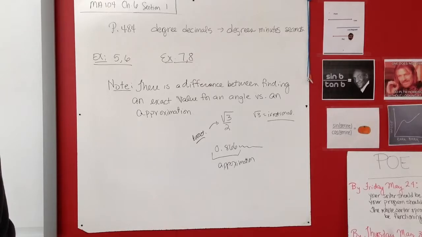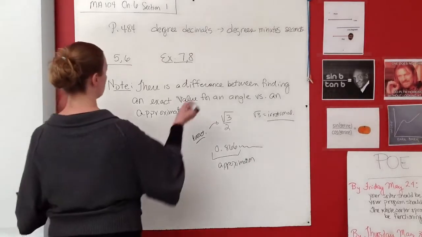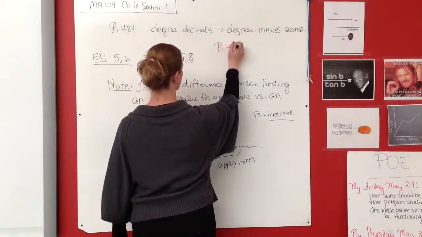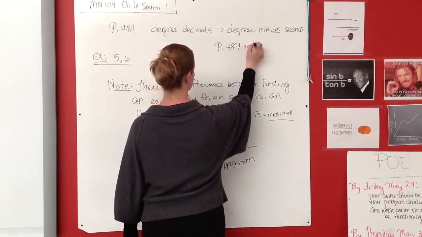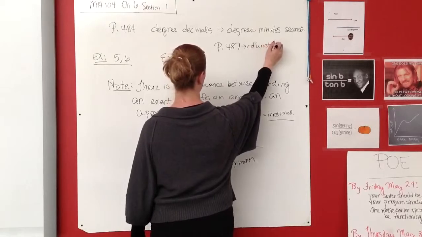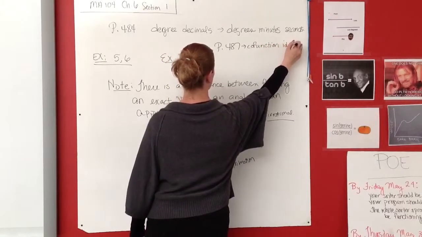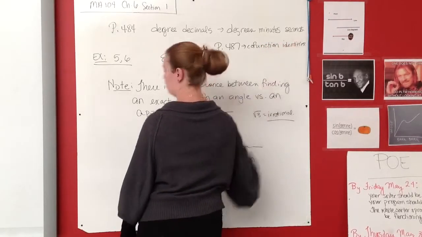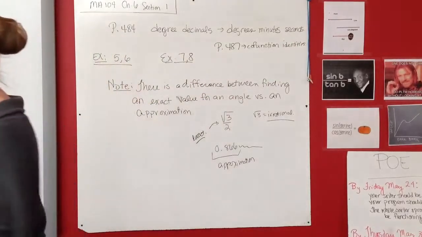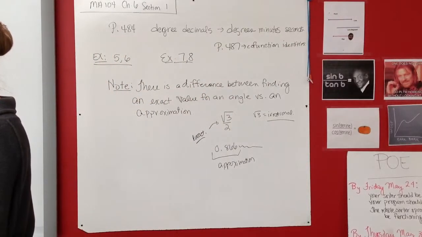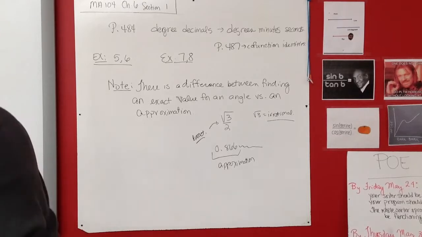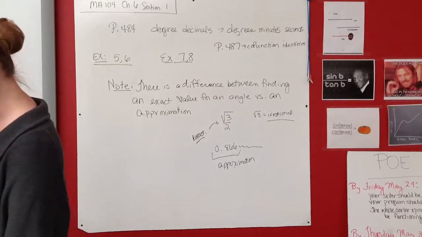On page 487, you have what we call cofunction identities. I would probably make sure that you look at those. It's just a number of formulas. There's an example that is paired with it. And then that is the end of the section.